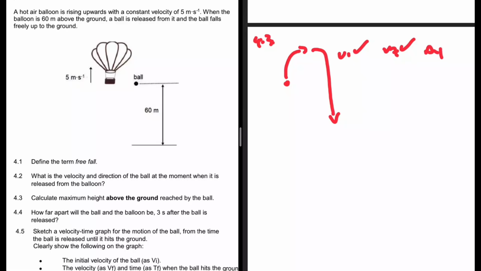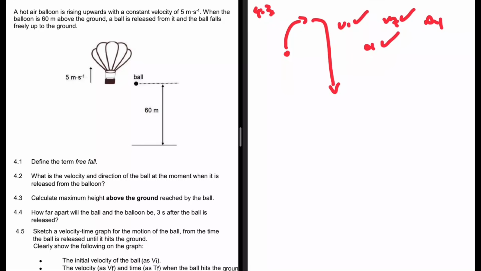So we're looking for delta y, right? Because the question says calculate the maximum height. Yeah, we're looking for delta y, and then we do have the acceleration. So we're going to say vf squared is equal to vi squared plus 2a delta y.